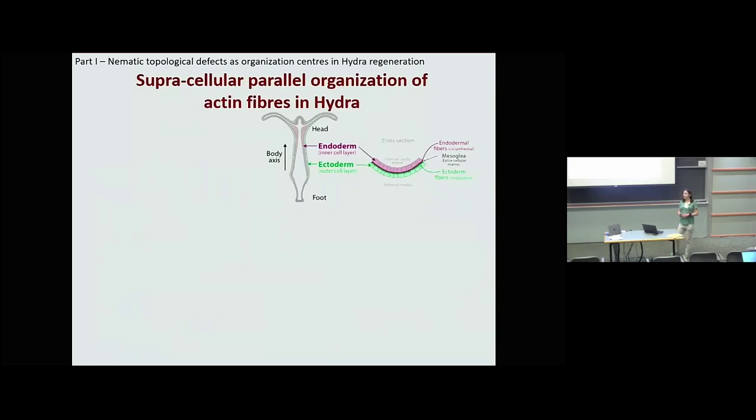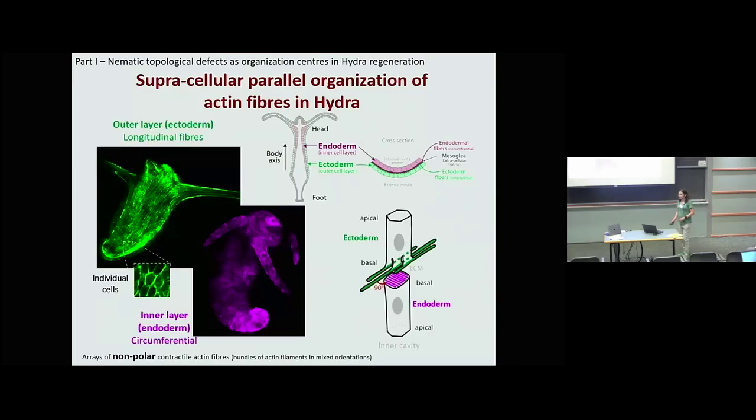So returning to these 2 cell layers that comprise the body of the Hydra, these 2 layers function both as an epithelium, a skin, and also as muscle. And as such, they contain a very striking array of muscle fibers. These are actin and myosin fibers. In the outer layer, this is what you see here in green, they're aligned really nicely, as you see, parallel to each other and along the body axis.